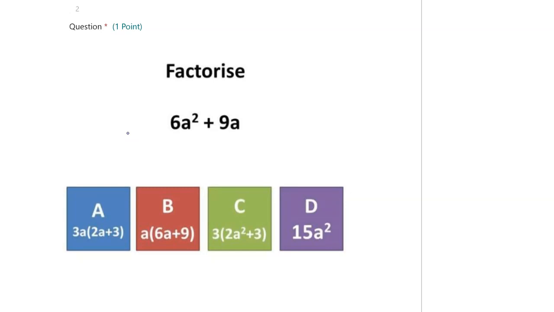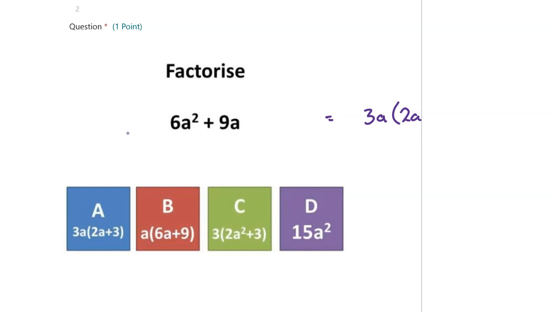Factorise again. Just looking for the highest common factor between 6a squared and 9a. Out of the numbers it's 3, and each of them both have at least one a, so a is also a common factor. Remaining factors go inside the bracket. So 3 times 2 would have given me 6, but I also need a squared. I've only got one a out the front, so I need another a there.